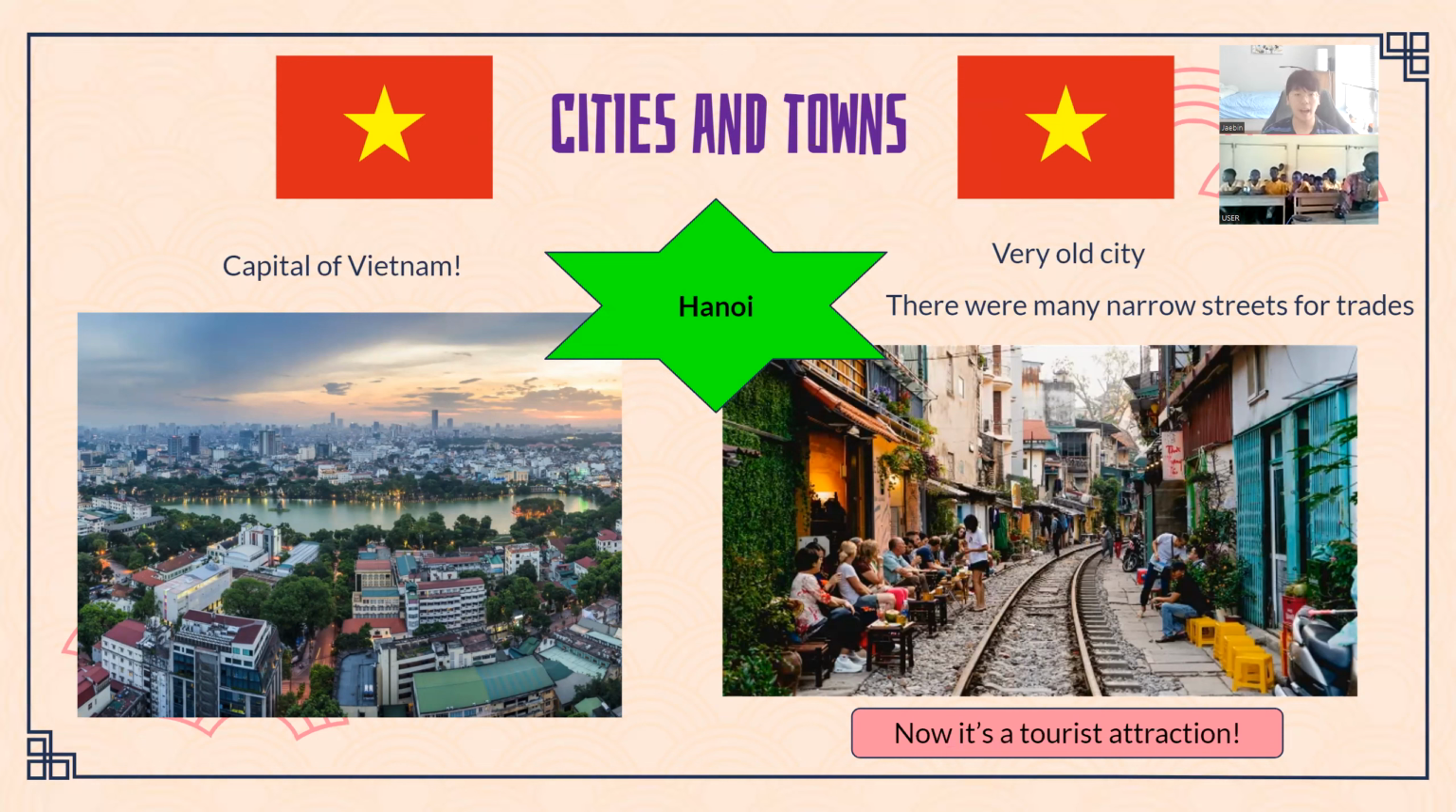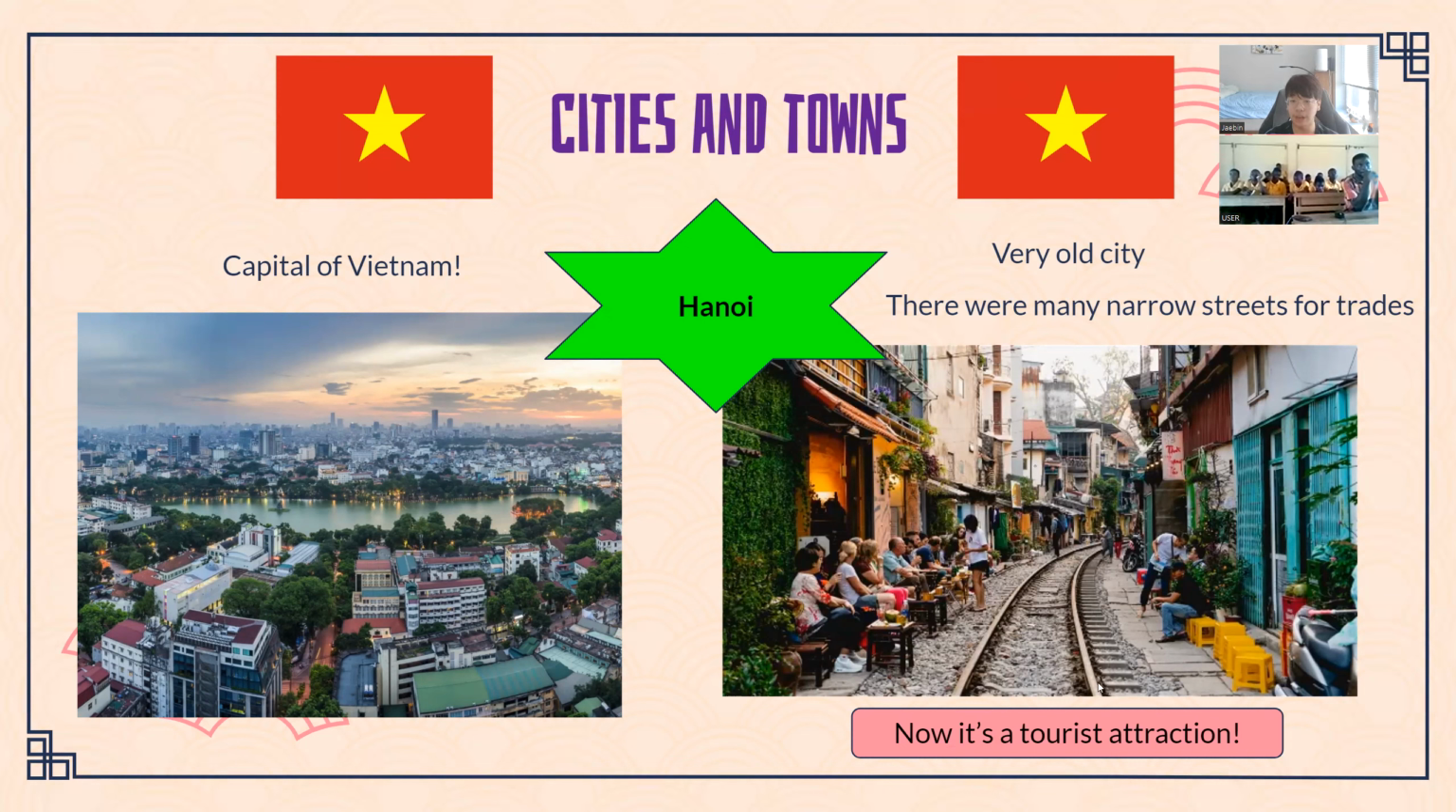So again, Hanoi is the capital of Vietnam, and it's actually a very old city. There were many narrow streets for trades, but now it's more of a tourist attraction. The picture on the left just shows the broad view of Hanoi, and the one on the right is the more important one. On the right is a railway track with different cafes on the left. This is a really famous tourist attraction in Hanoi.